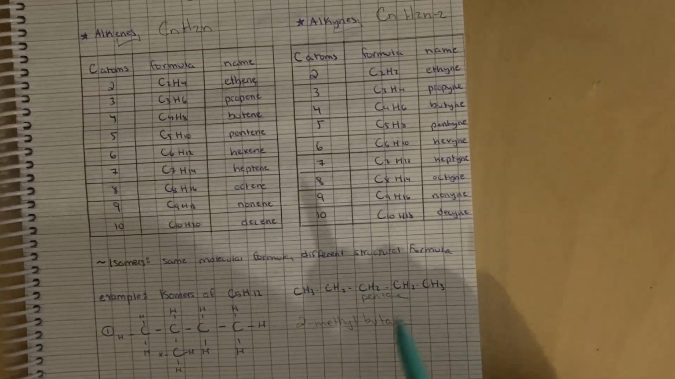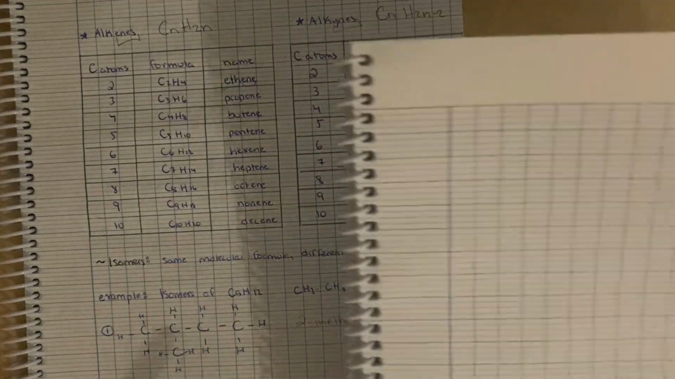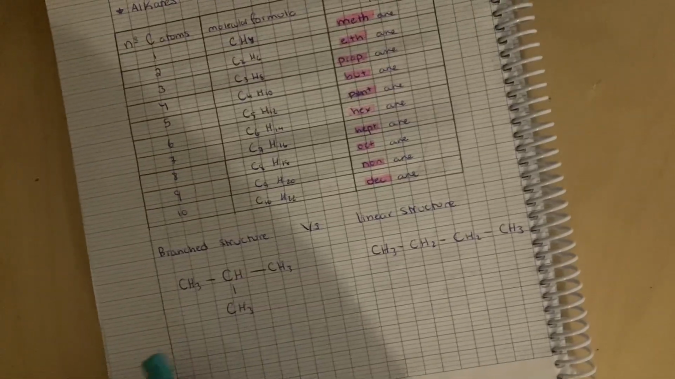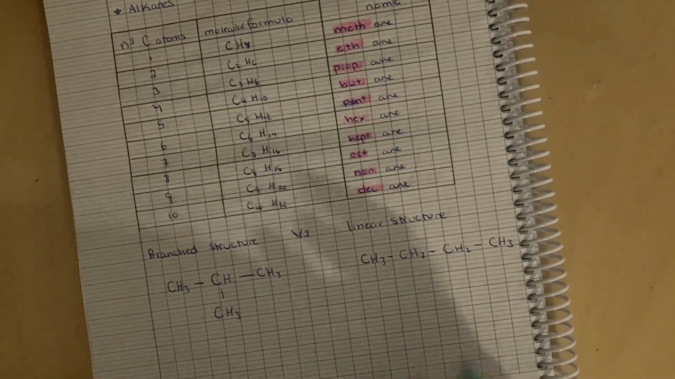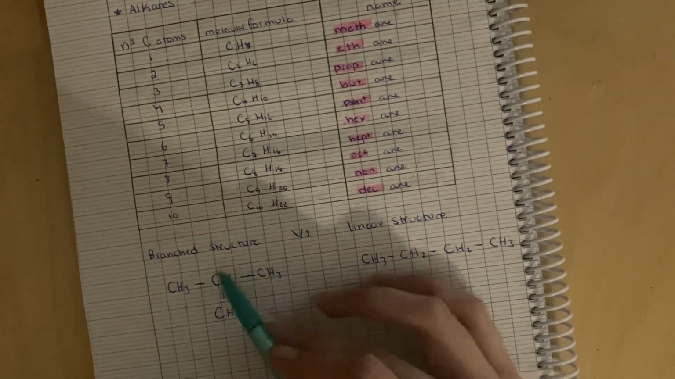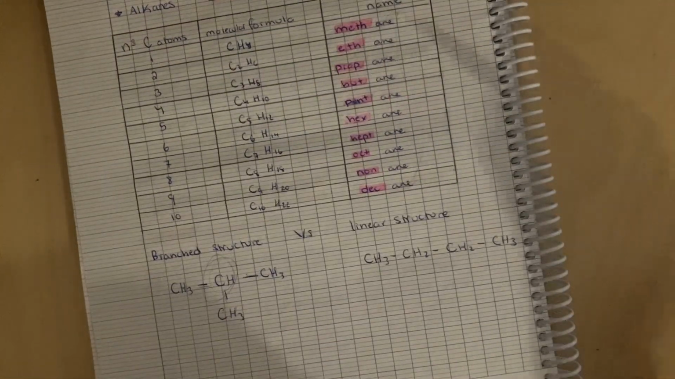Moving on to isomers. Isomers are compounds that have the same molecular formula, but a different structural formula. For example, let me explain how that's possible first. We have different structures, which are known as branched structure and linear structure. Branched structure is where a carbon might attach itself to more than 2 other carbons.